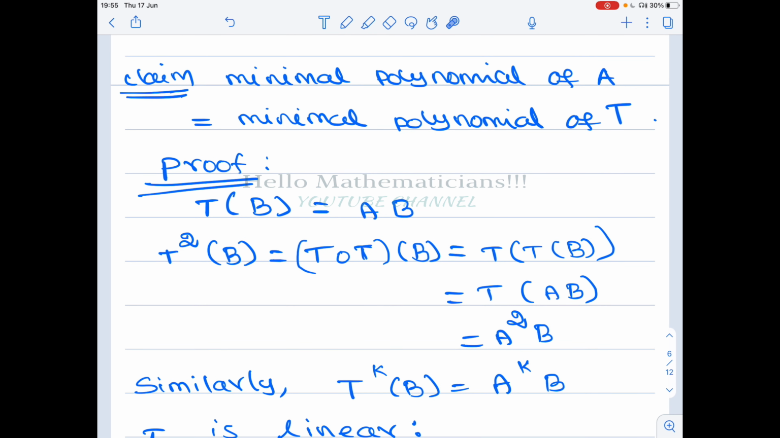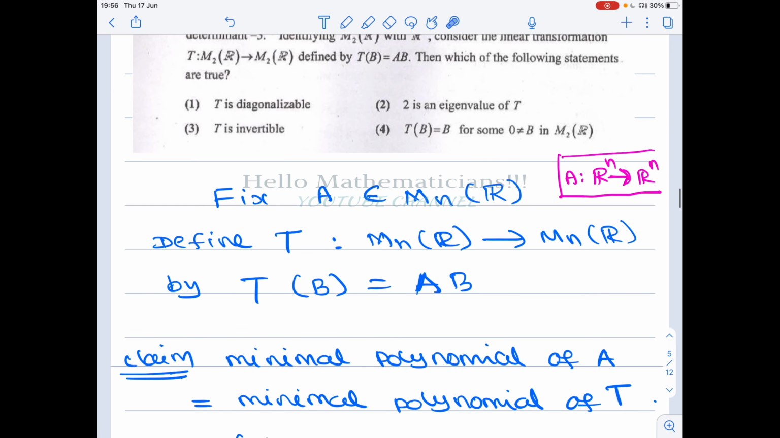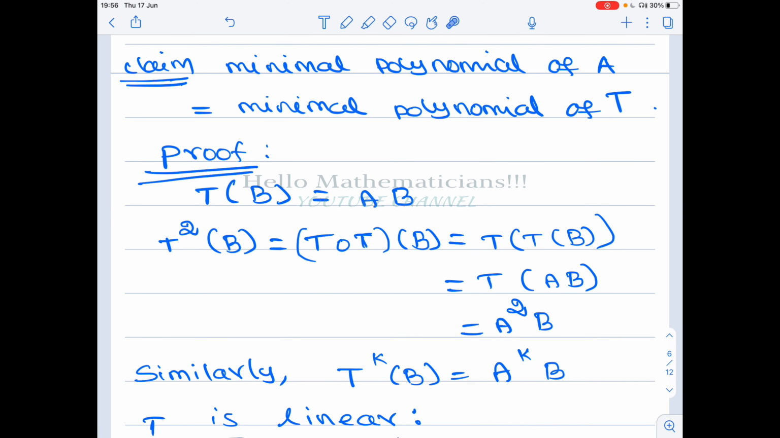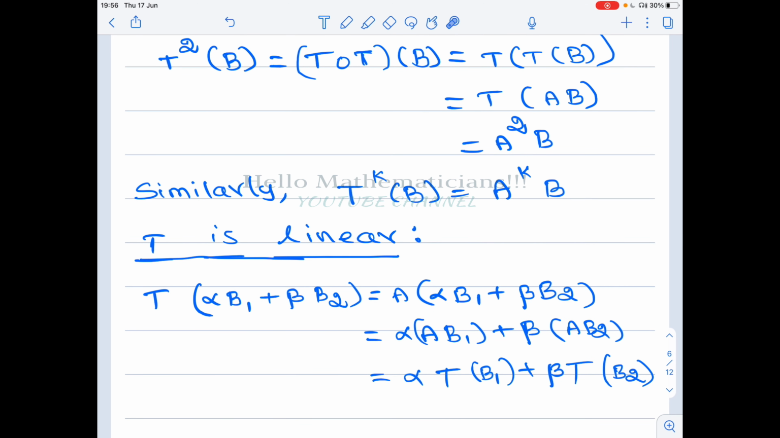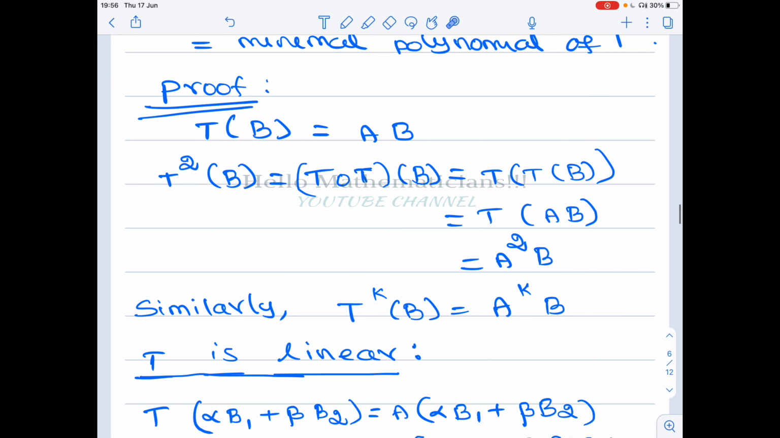The proof is very simple. You have to understand the proof also, so that it will help you in solving similar problems. In the CSIR exam, using this linear transformation T, there are many problems. So I will do this one problem. If you understand why the minimal polynomial of A equals the minimal polynomial of T, then using this proof you can solve other problems also. That's why I am giving the proof also.